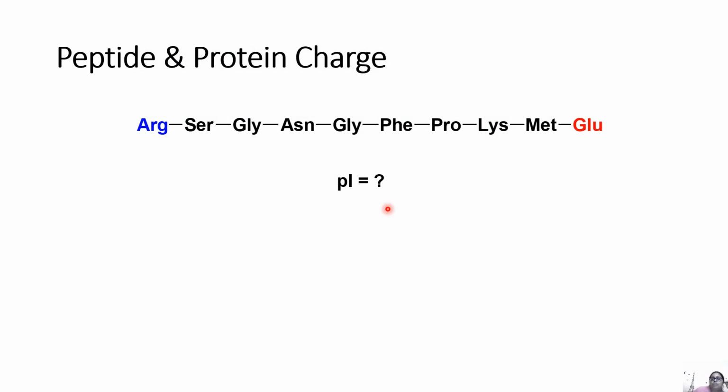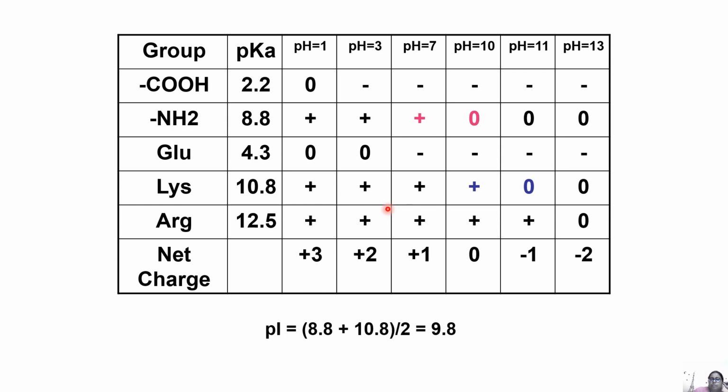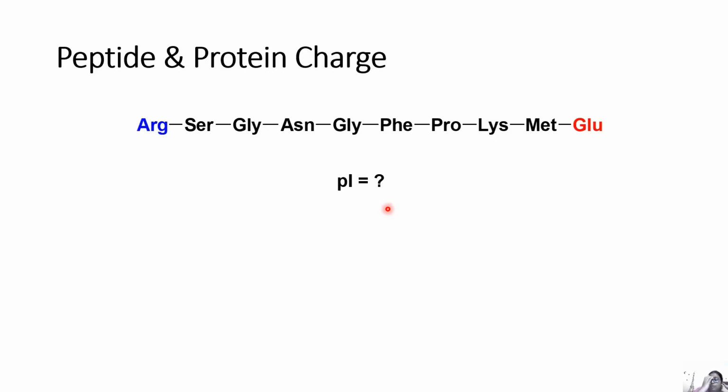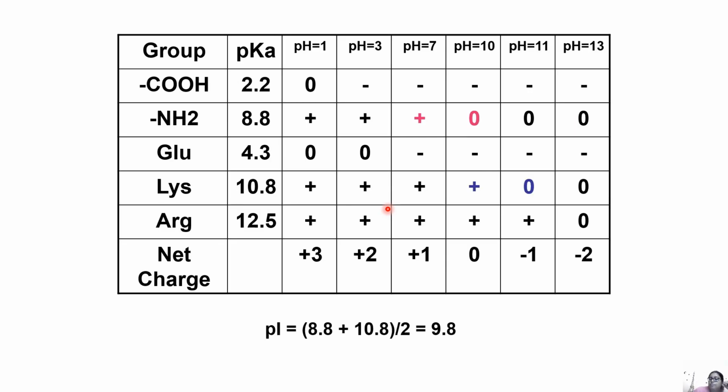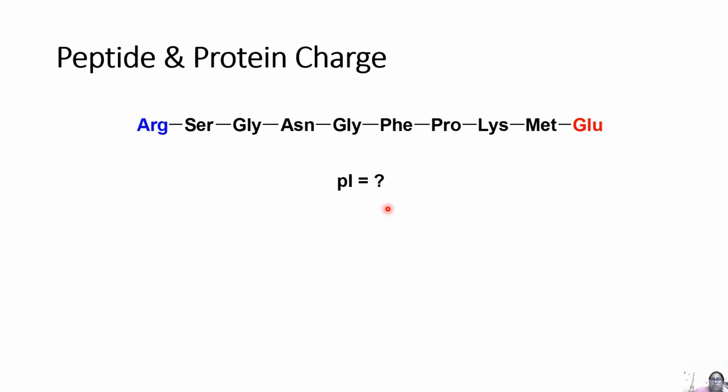Now, peptide and protein charge. If a peptide sequence is given to you, how do you figure out the charge of the peptide, basically the isoelectric point of that peptide? What do you do in that case? We have different groups, the COOH and NH groups. We take the pKa values of these groups, and from that we try to figure out the pI value. That is the basic way to go ahead with peptide and protein charge.